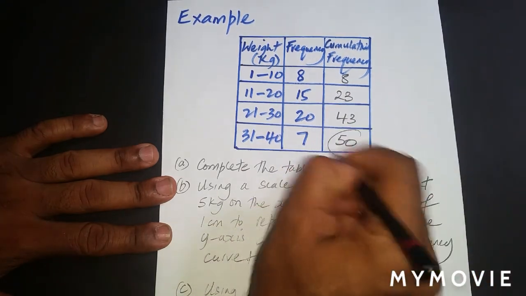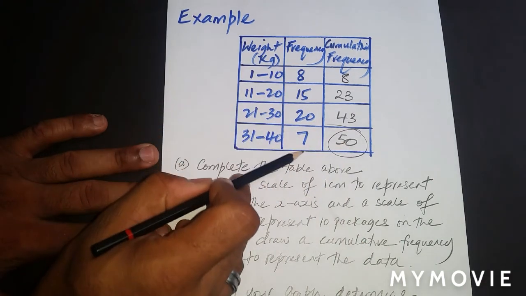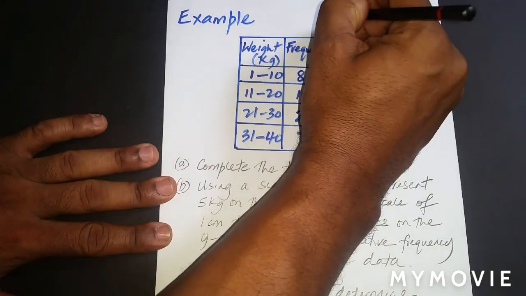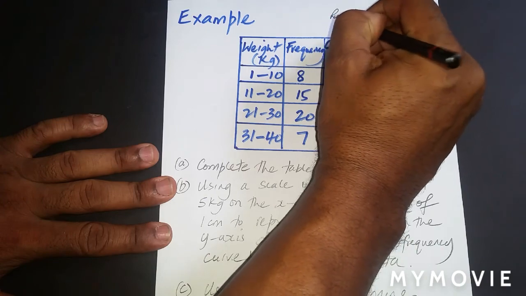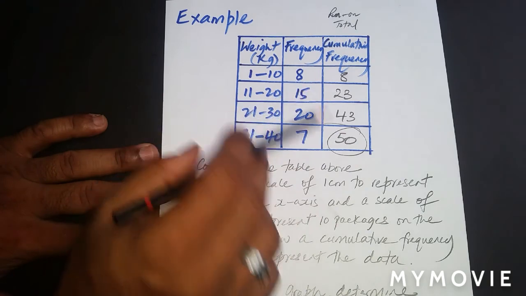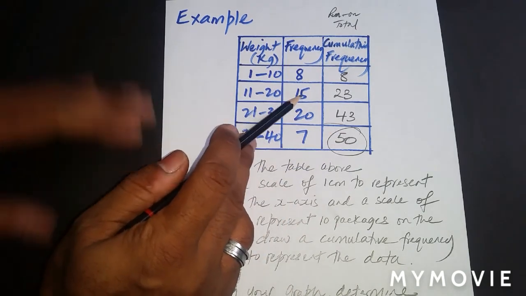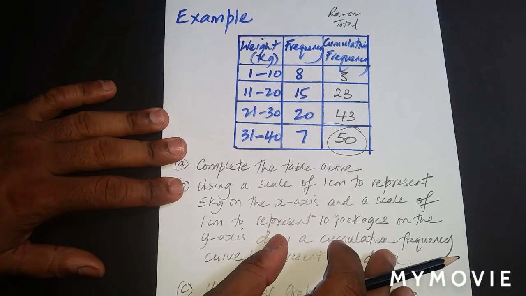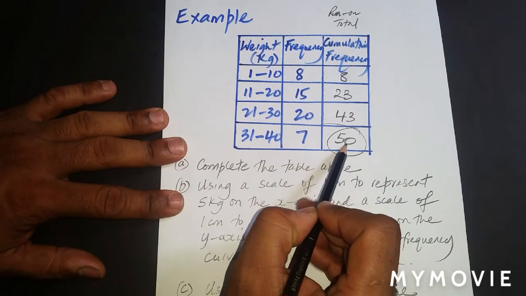Now what is the significance of this 50 right here? This 50 represents the total frequency. Remember, cumulative frequency is what we call a running total. So the 50 would represent the sum of the frequencies. So 8 and 15 is 23, 23 and 20 is 43, and 7 is 50. So the sum of the frequency is actually 50. That is the significance of this value.